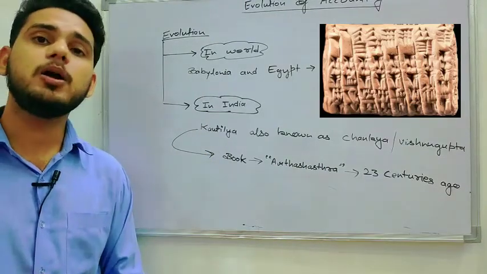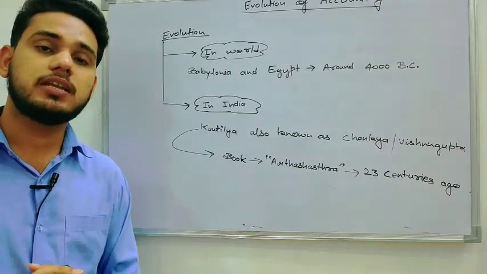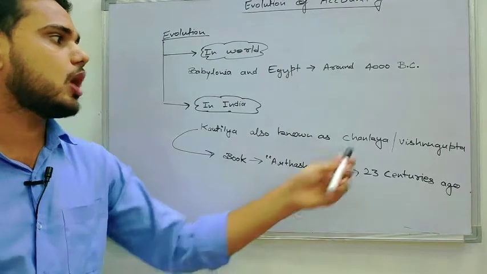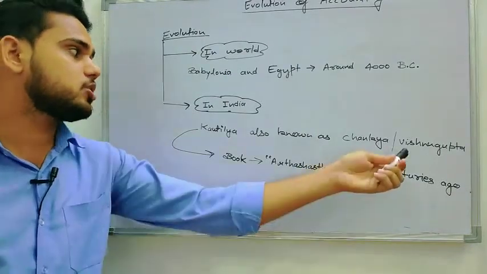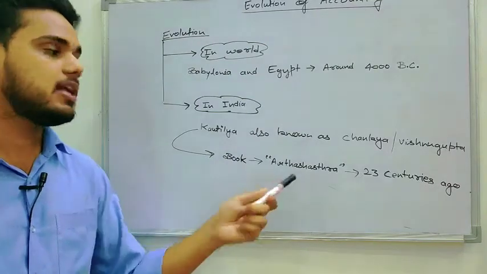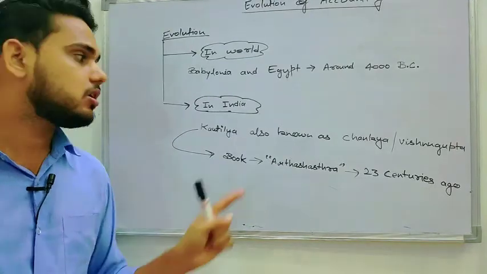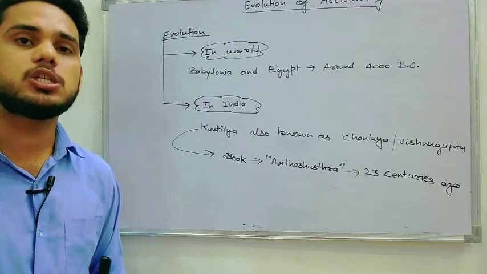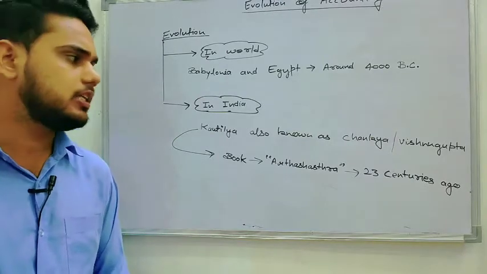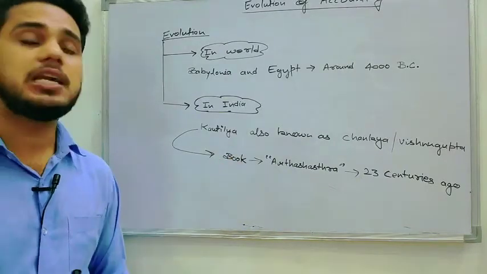When we talk about India, how accounting evolved in India, or what was the first thing that we have seen about accounting in India, that was, you must be knowing Chanakya. Chanakya is also known as Vishnugupta and Kautilya. Kautilya or Chanakya wrote a book called Arthashastra. Arthashastra means economics. If you search on the internet for Kautilya ka Arthashastra, you will find many books related to that. Around 23 centuries ago, Kautilya or Chanakya wrote the book Arthashastra.